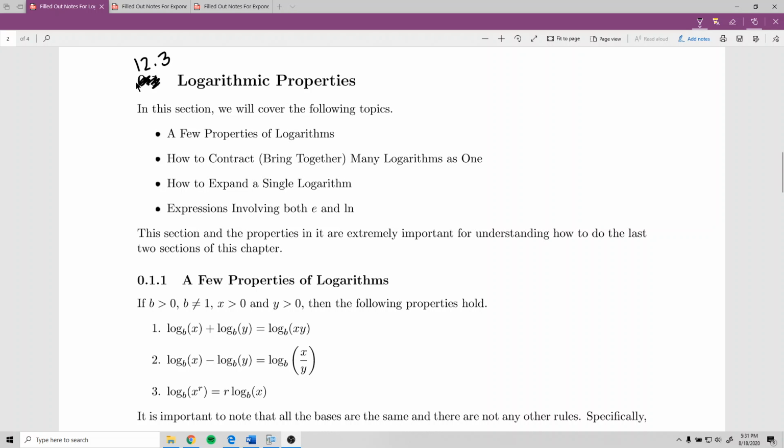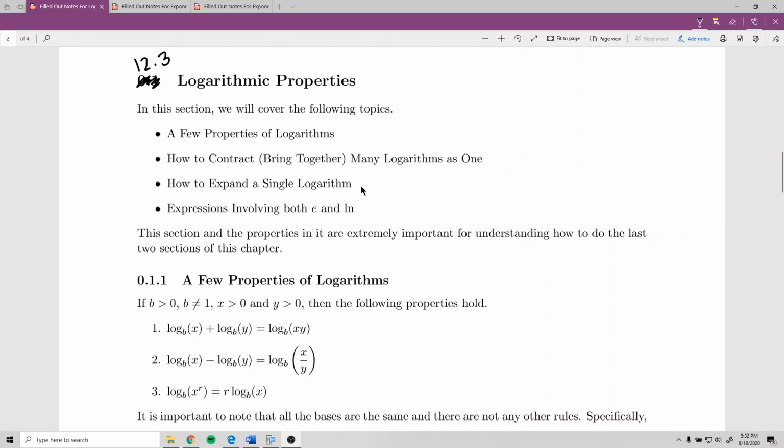This video will be on section 12.3, logarithmic properties. So first I'll start by listing off the log properties or log rules that we're going to be using in this section. Then we'll practice them two ways. The first way, if you have a lot of logs to get separated, how do you bring them together as one? And then the other way is if you have one logarithm, how do you break it apart as a lot?